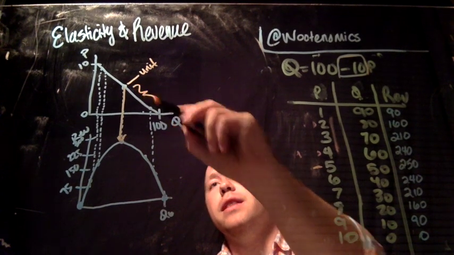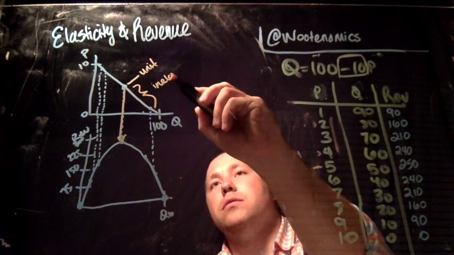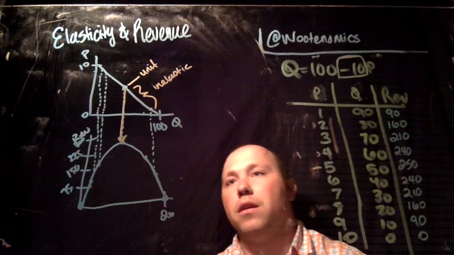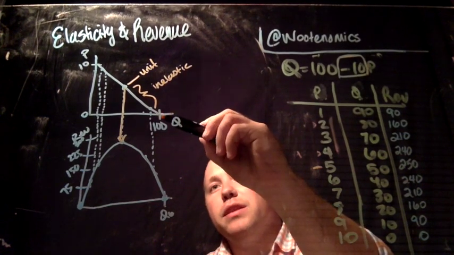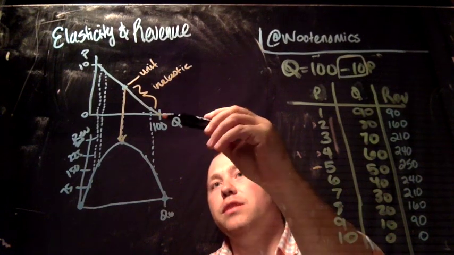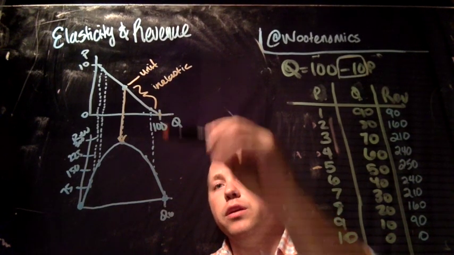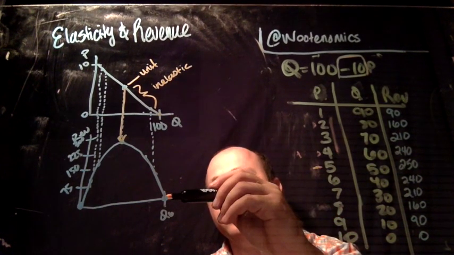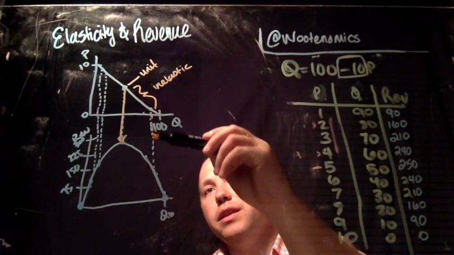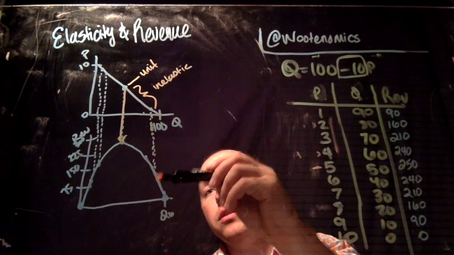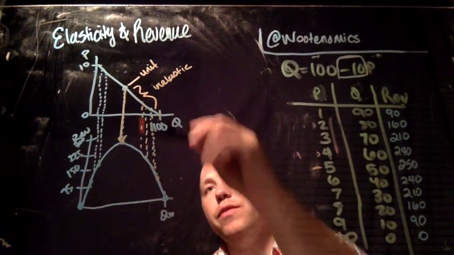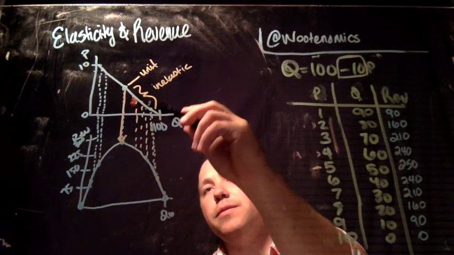In the inelastic region, we have increasing revenues. Again, think back, we said that at this bottom point, at a price of $0, when we're giving it away for free, we have no revenue. As we raise our price in the inelastic region, we're earning more and more revenue as we raise our price.